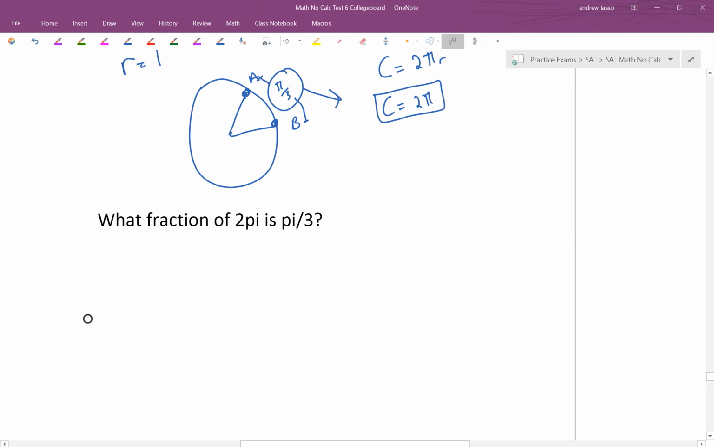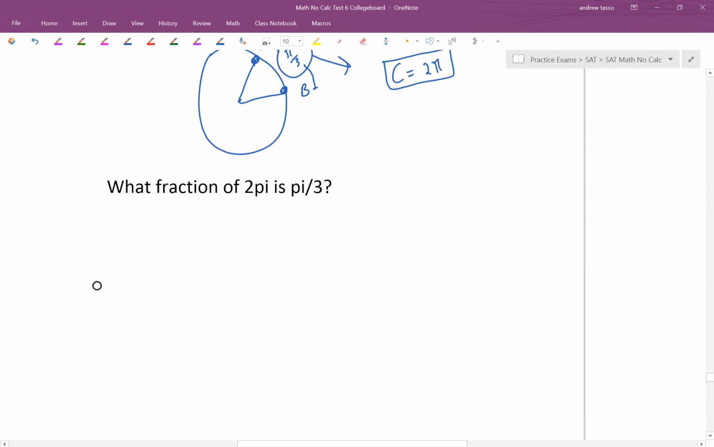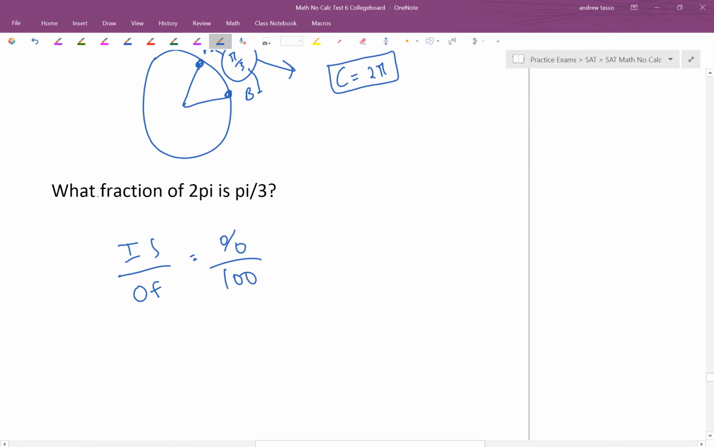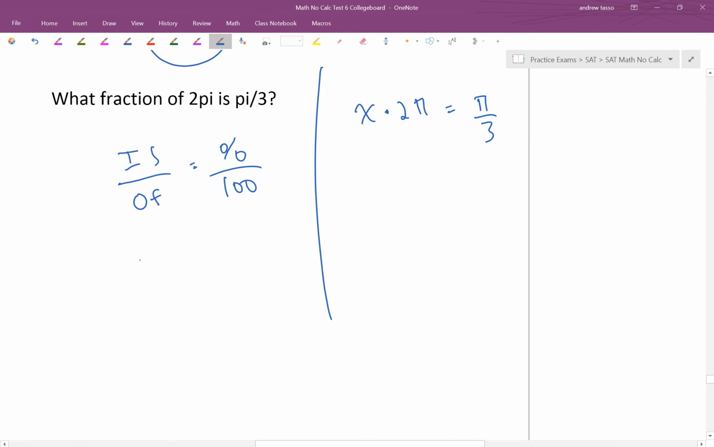Okay, so now using our math English dictionary, we can figure this out, or we can just simply divide them, right? So the third way to do it is to use is over of. So there's one way. What fraction would be x in the math English dictionary, of 2 pi, so times 2 pi, is means equals pi over 3. So there's one way to do it. The is over of is also another way. So is pi over 3, so the pi over 3 goes where the is appears. Of 2 pi, so the 2 pi would go here.